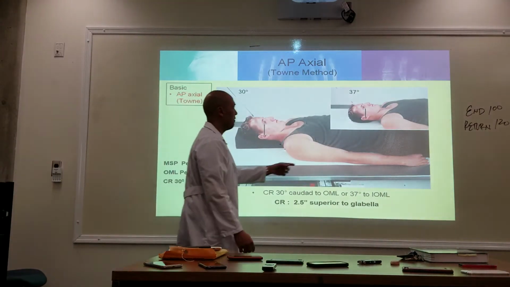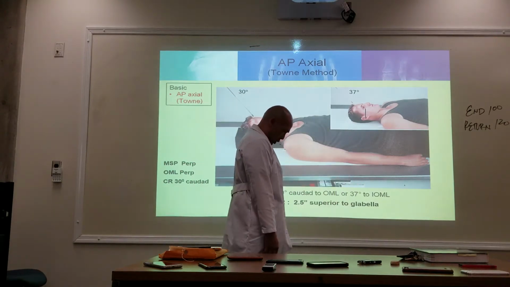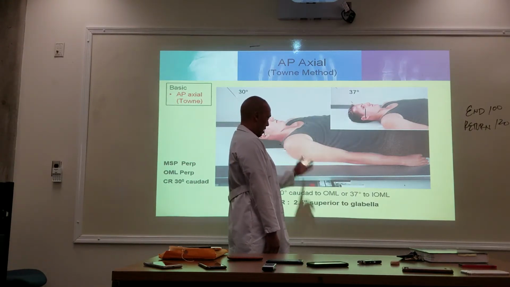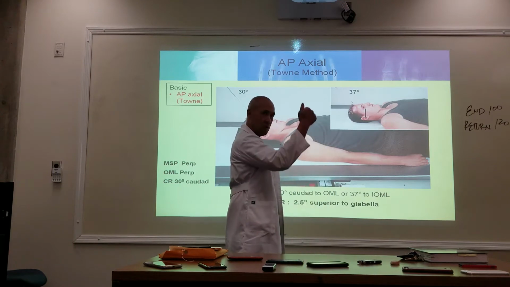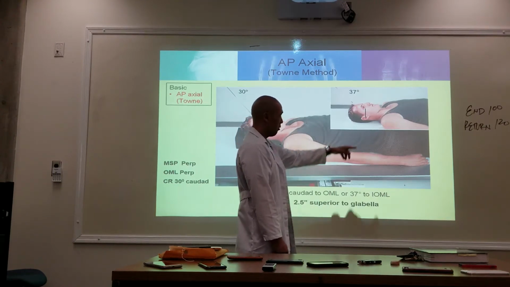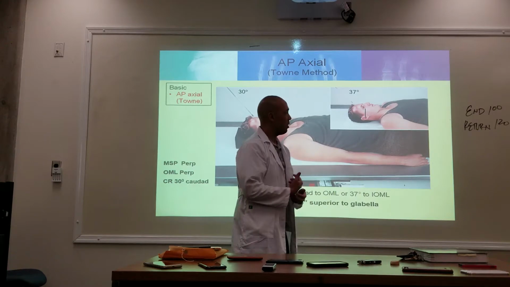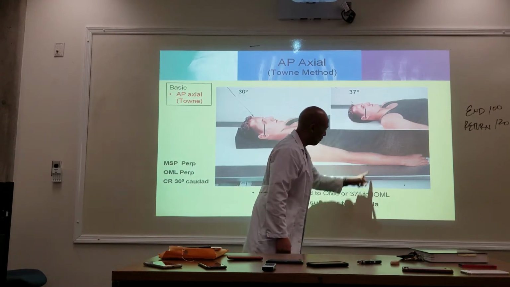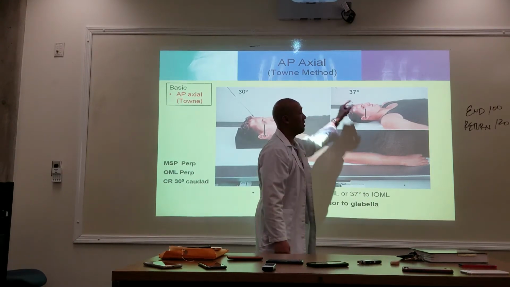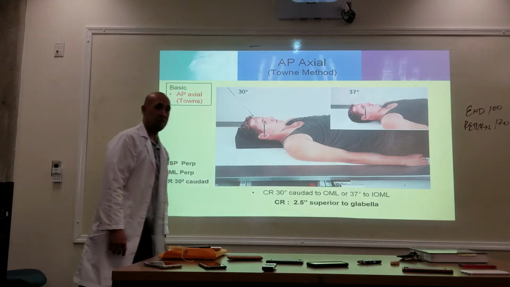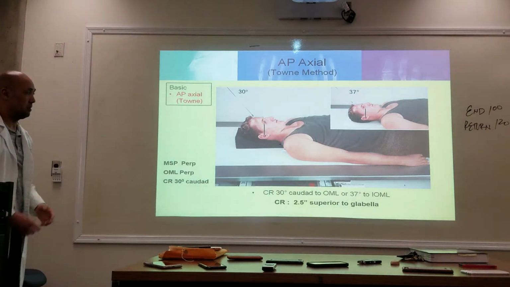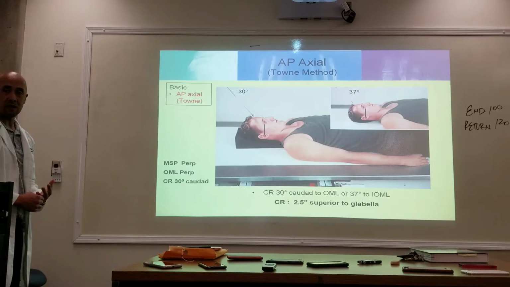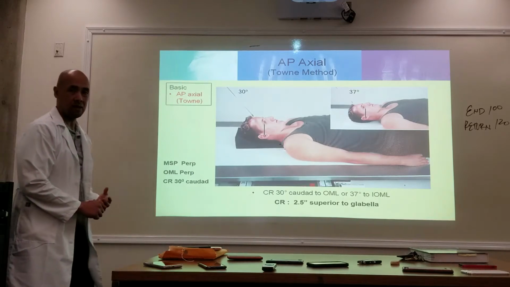This is a little bit more comfortable to do than having to tuck your chin down and hold that position for however long it takes until you push that button. This is more of a relaxed state. So if we use the IOML and make it perpendicular, instead of 30 we're going to do 37 degrees, a 37-degree caudal angle. And again, the central ray is directed 2.5 inches above the glabella.